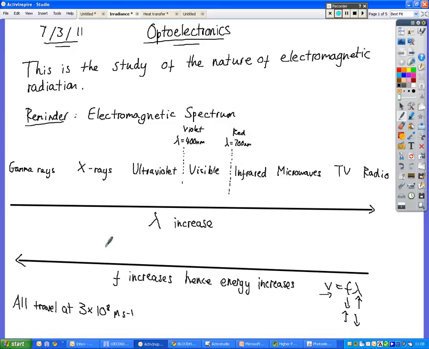Frequency increases as we're going this way. So gamma rays have the highest frequency energy. You notice that X-rays are quite high frequency, as are ultraviolet. Those are the kind of dangerous ones, because those are the ones that have a lot of energy.